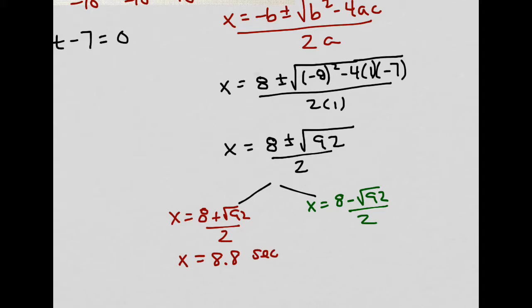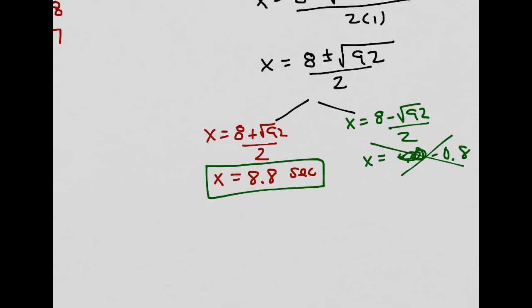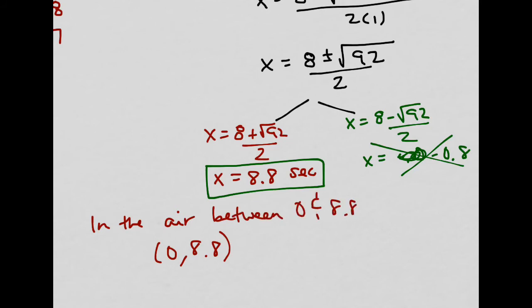When I look at the second solution over here, I get that x is negative 0.8. Since we can't have negative time, the skydiver will hit the ground at 8.8 seconds. So since we're looking for an interval of time, we're going to say that she'll be in the air from 0 till 8.8 seconds. So between 0 and 8.8 seconds.